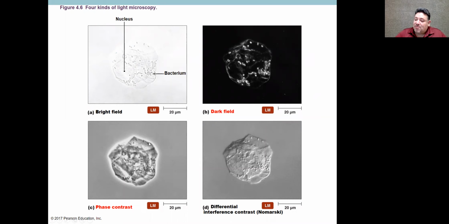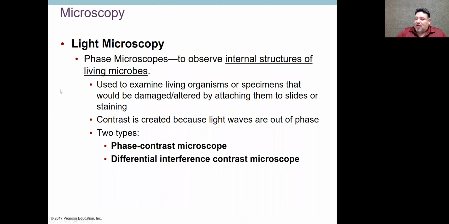And again, the interesting part about it is that if you don't like the way that it's contrasted, you just take that phase contrast and you move it a little bit more, and different parts of the cell contrast. So that's very beautiful, okay? So that's phase microscopes to observe the internal structures of living microbes. So you can use them with live specimens.